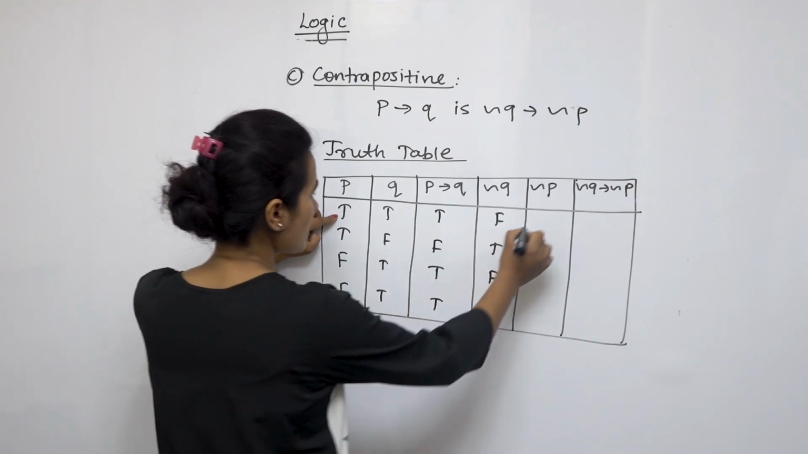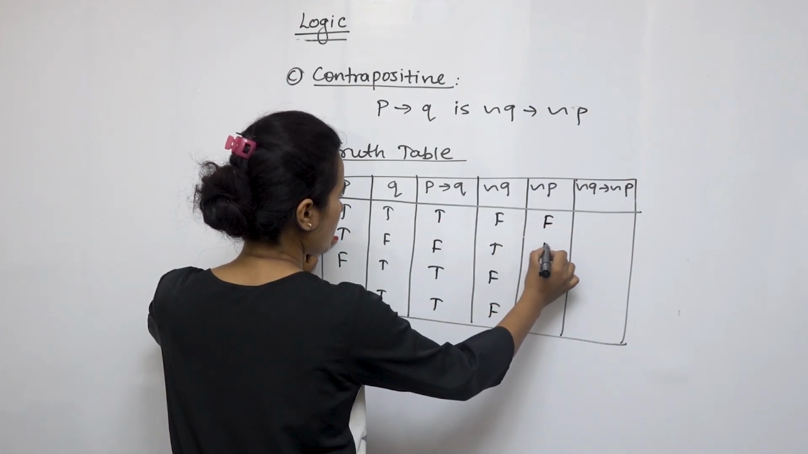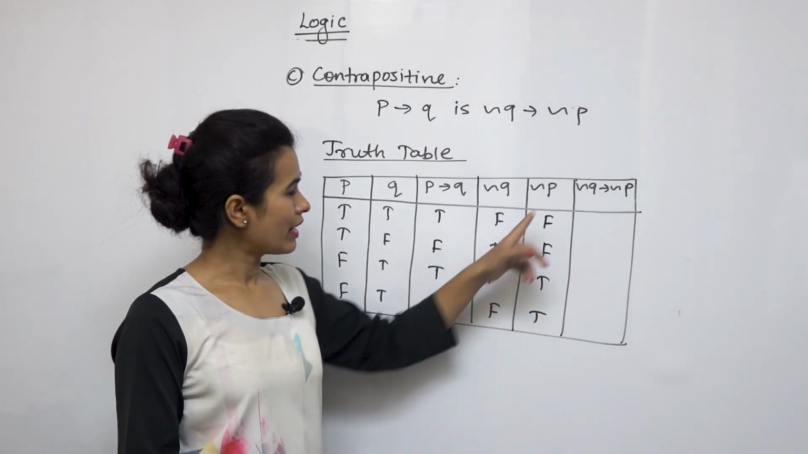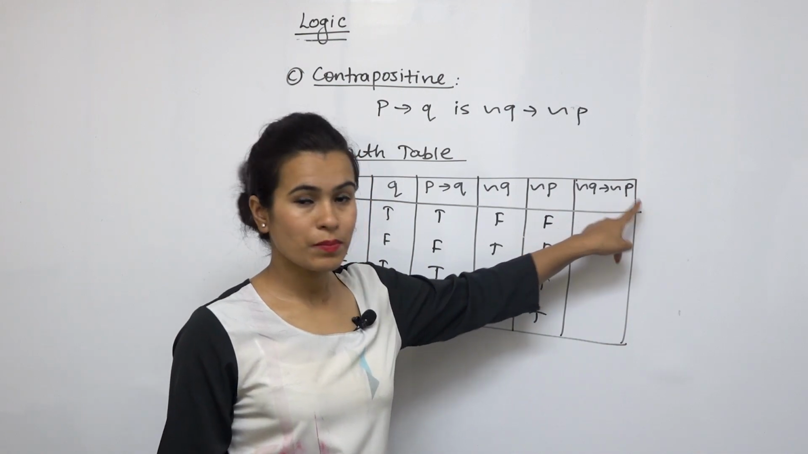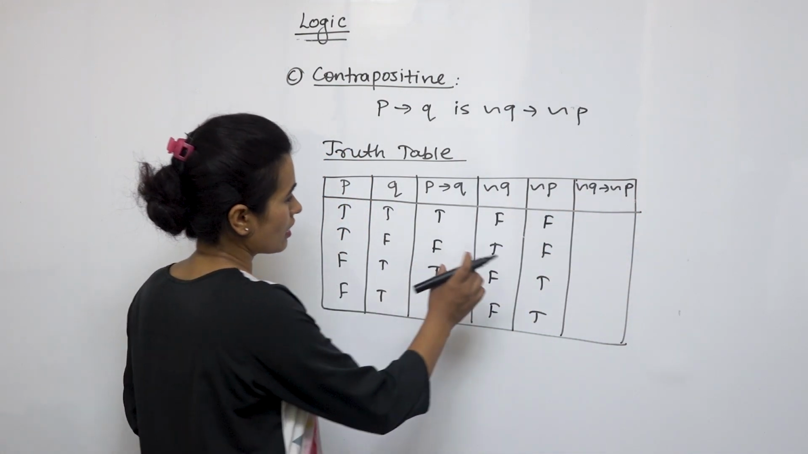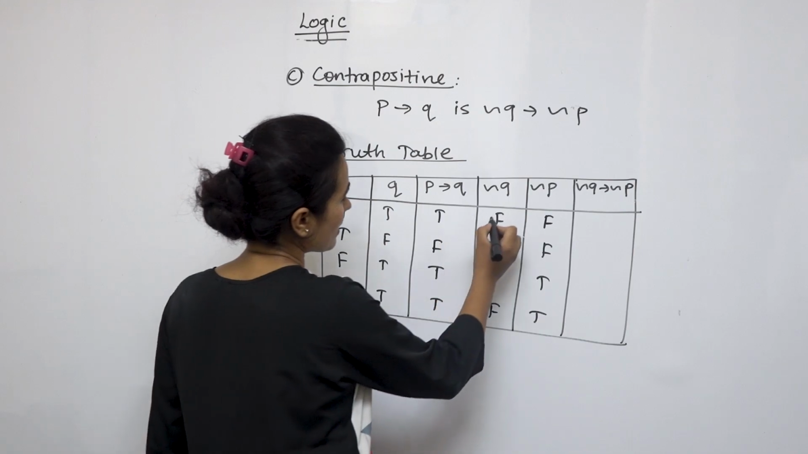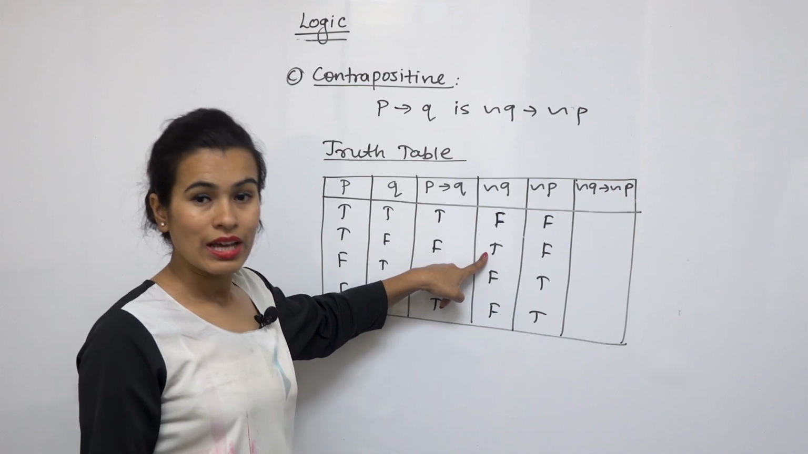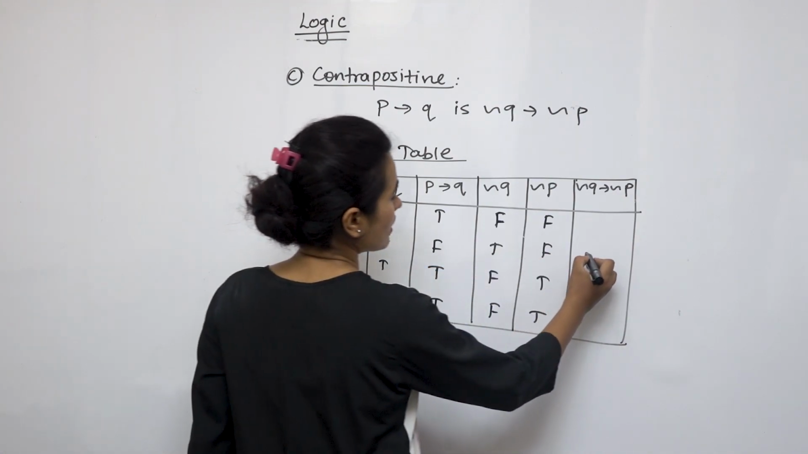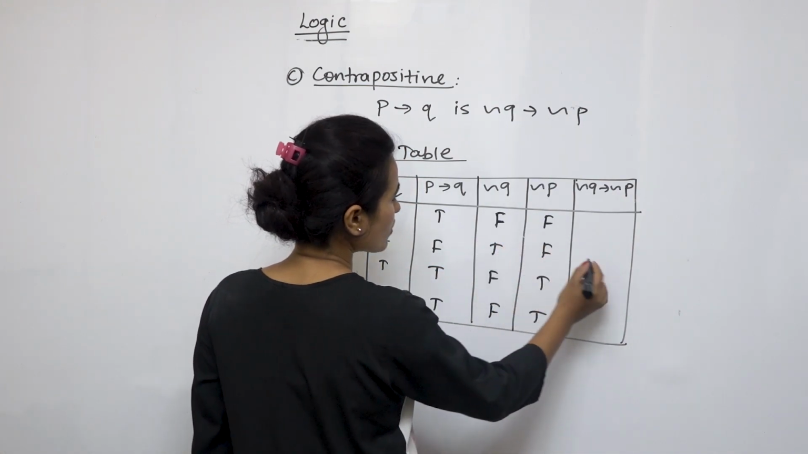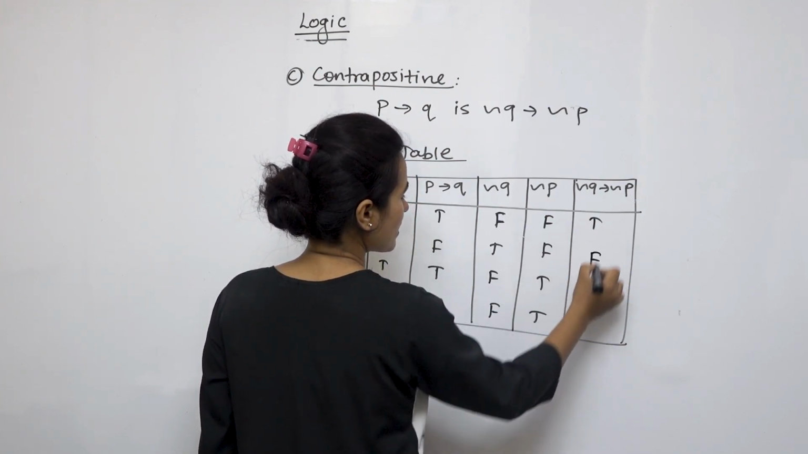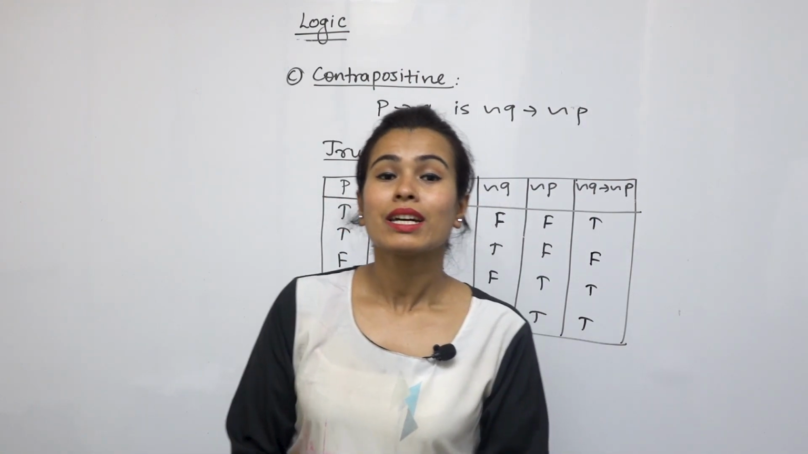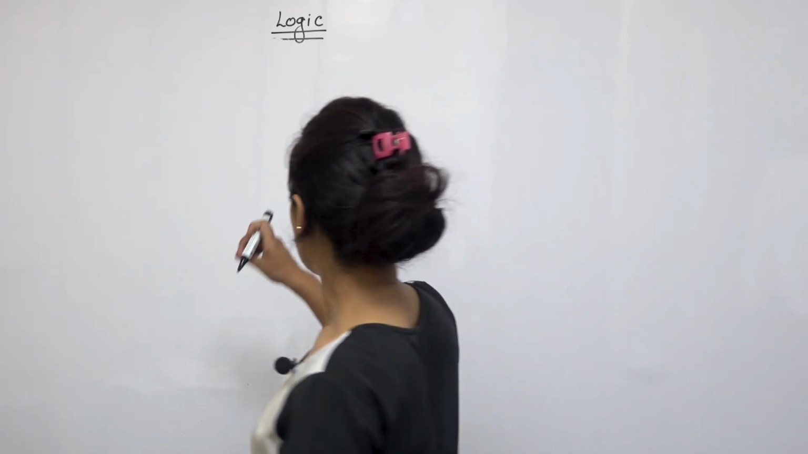Similarly, negation of P means here it is true, false, false, true, true. Now we need to find out not Q, then not P. Negation Q, then negation P. The same idea applies over here also. If our hypothesis is true and the conclusion is false, the result is false. Otherwise, in all the cases, it is true. This is how we have to do the contrapositive.